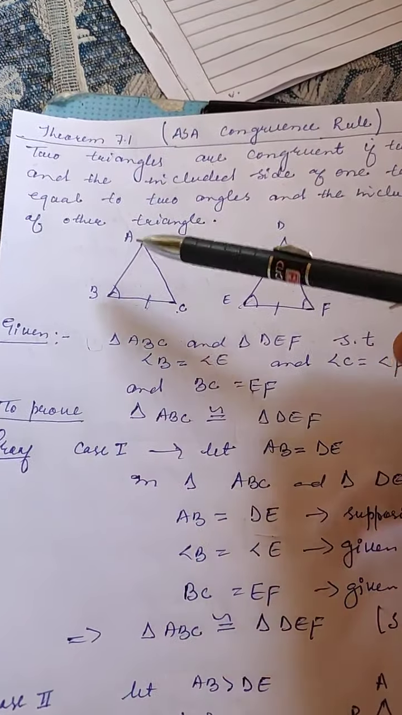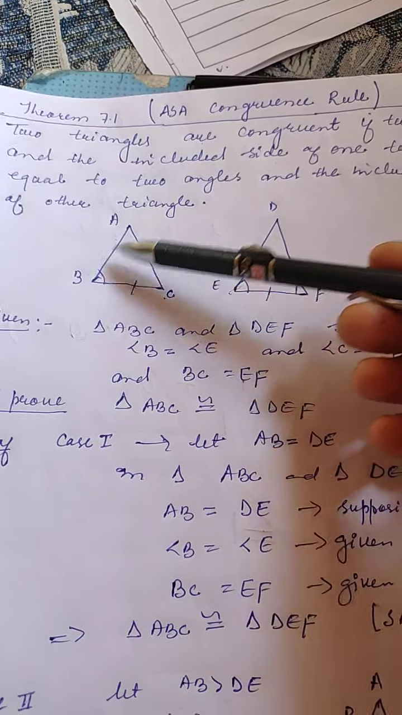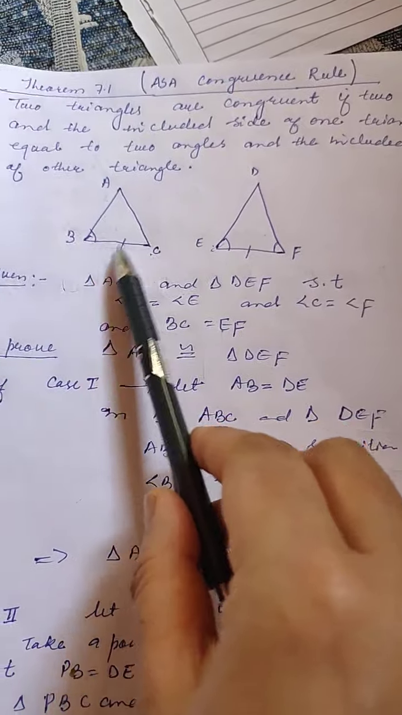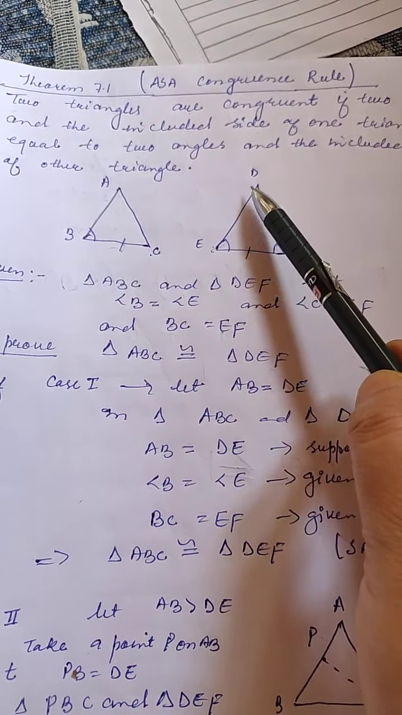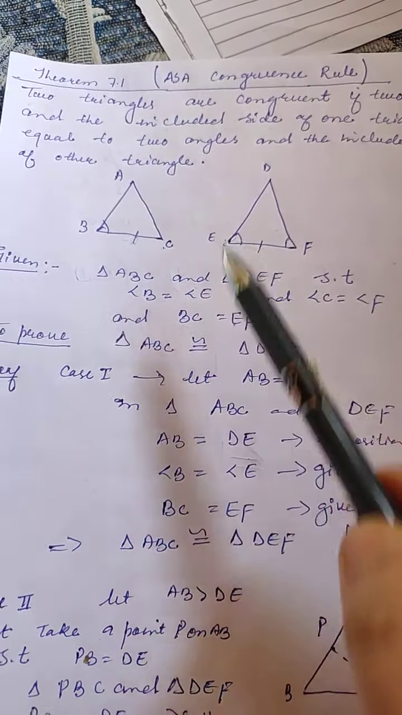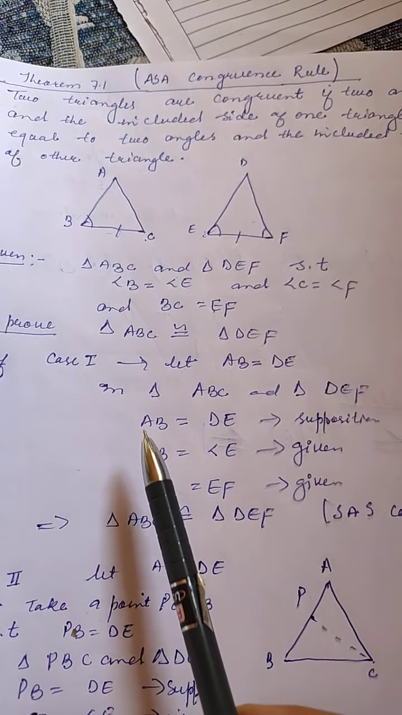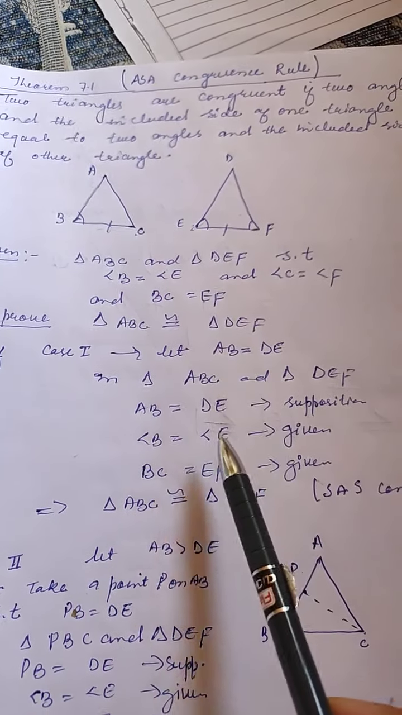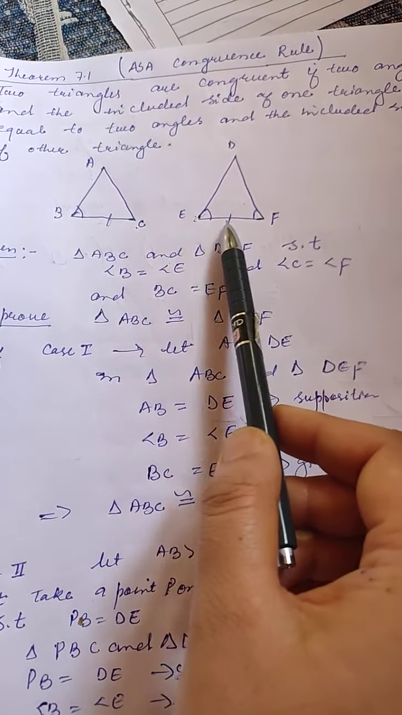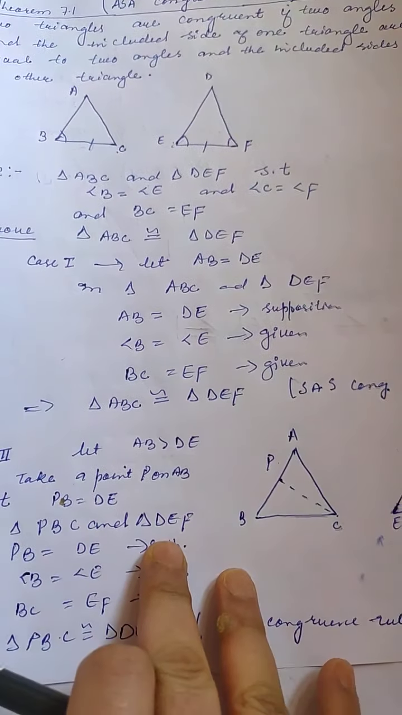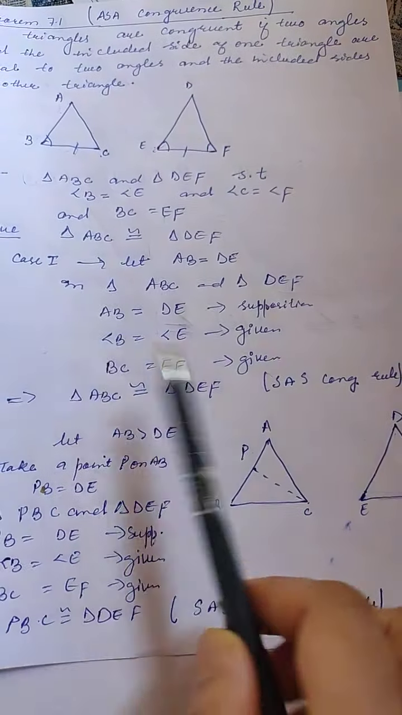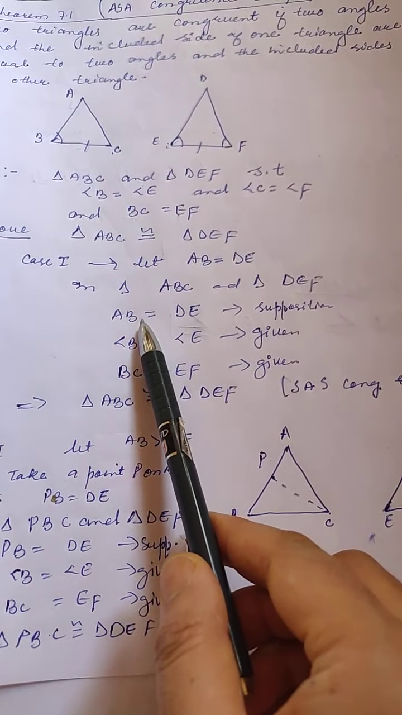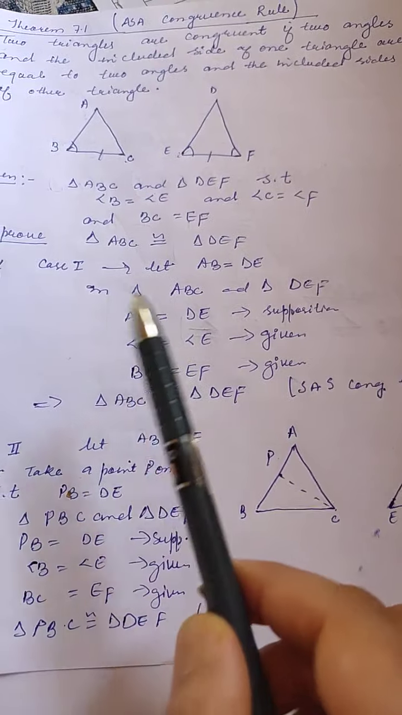Case number 1, if we suppose that AB is equivalent to DE, then we have to prove the congruency of these two triangles. If side AB is equivalent to DE, then in triangles ABC and DEF, AB is equal to DE by supposition, angle B is equal to angle E, given condition, BC is equal to EF, this is again a given condition. Therefore, these two triangles are congruent by the side angle side congruency rule, SAS. This is the side, this is the angle, and this is again the side.